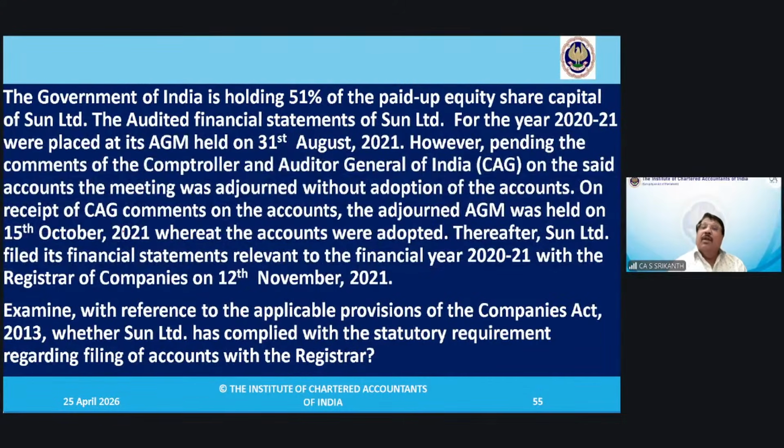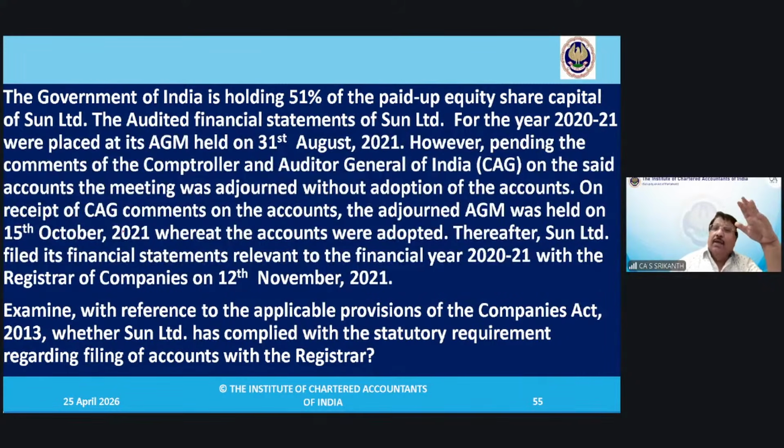This is a good example of unadopted accounts, and a very neutral example where the auditor has nothing to do with it. See, the Government of India is holding 51% of the paid up equity share capital of Sun Limited. The audited financial statements of Sun Limited for the year 2021 were placed at its AGM on 31st August 21, however, pending the comments of the C&AG. See, later on you might see the government auditor audit when we come to auditing.